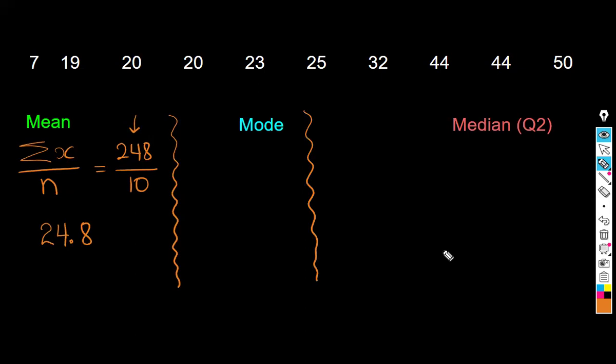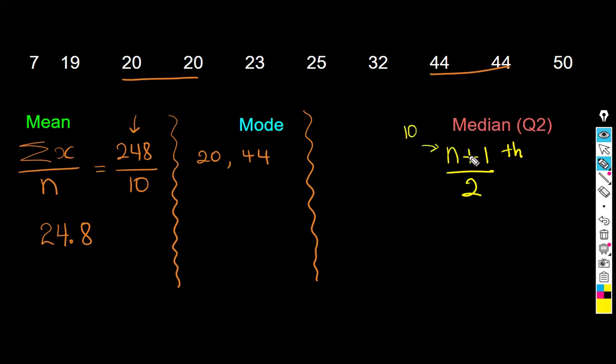The mode is going to be pretty easy as well. Do we have a tie here? 20 and 44. Yeah, we have a tie, right? So you can put a comma in between, or you can put and. 20 and 44. However you want to write it. The median, it's (n plus 1) divided by 2 with a th here. That's the position of where the median is sleeping or hiding or whatever you want to say. So we have 10 values. 10 plus 1 is 11. We can do that in our head. Divided by 2 is 5.5.